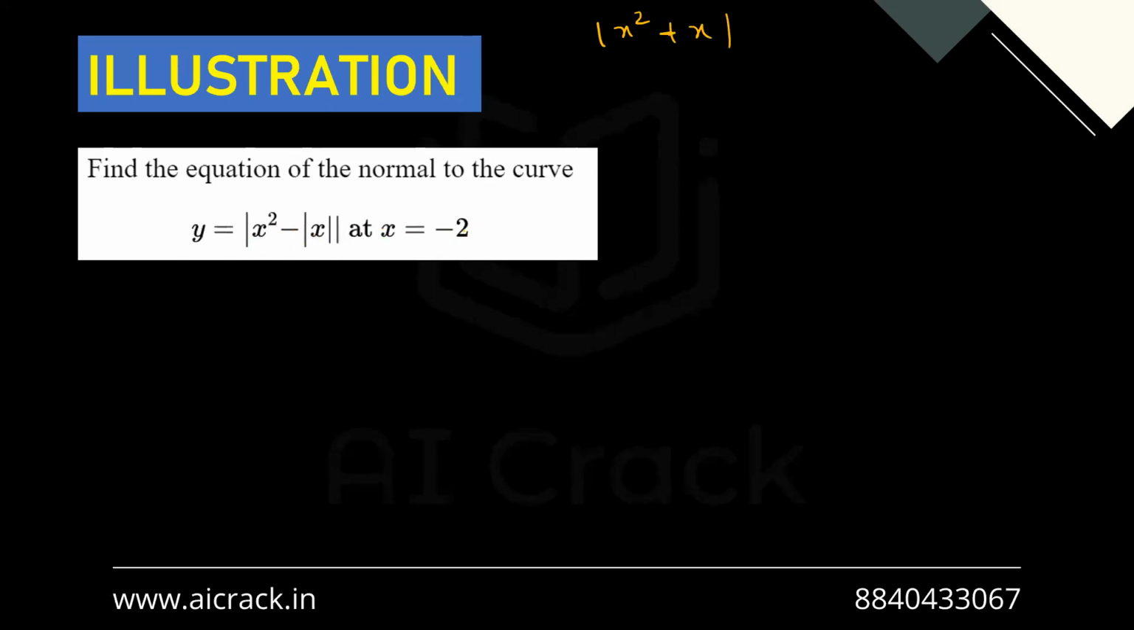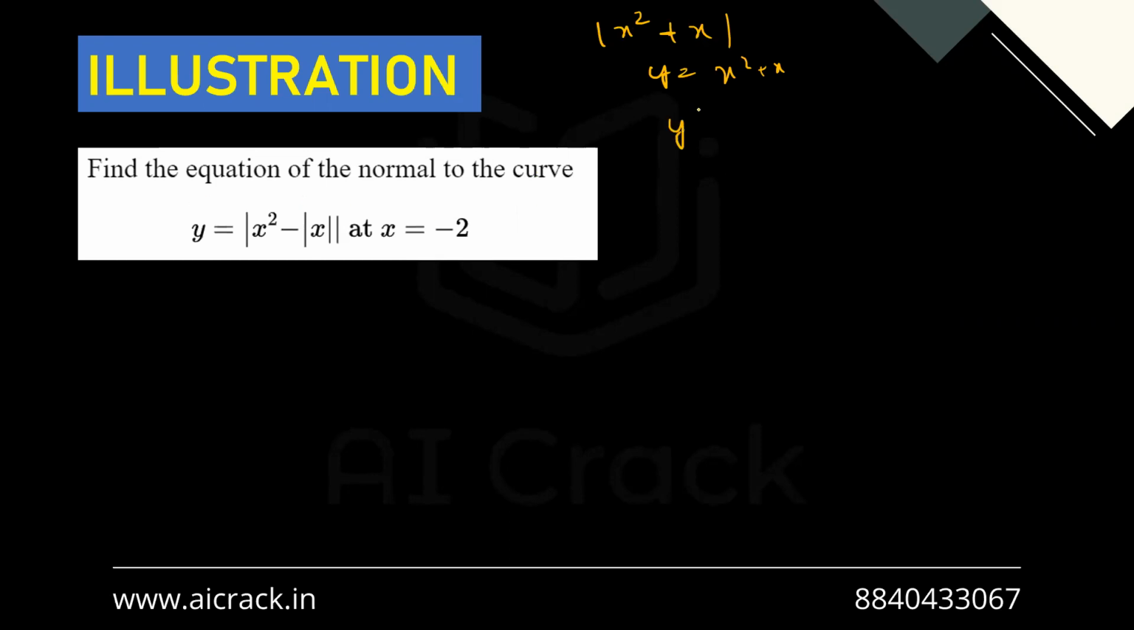Now we know that x equals minus 2 over here, and x square would be 4 and x would be minus 2. So the inside of this mod is positive. So basically we can open up the mod with a positive sign. So y equals x square plus x for only x equals minus 2 and not for any other point.